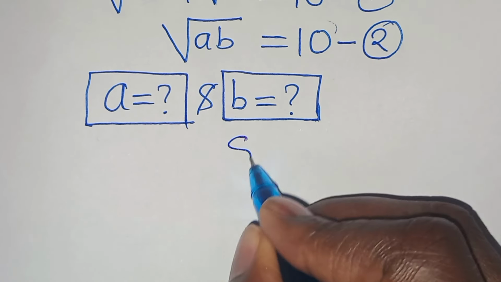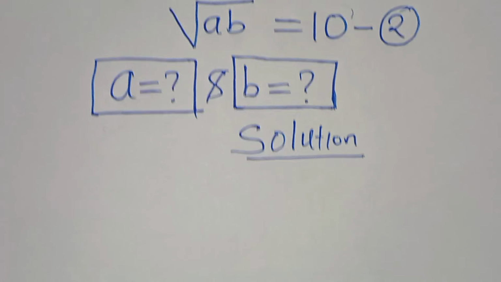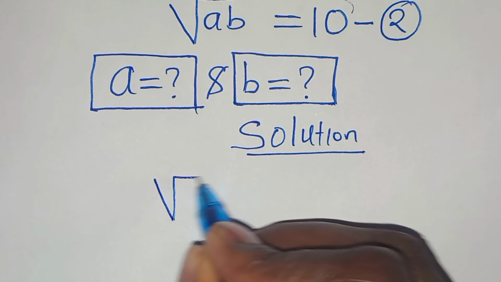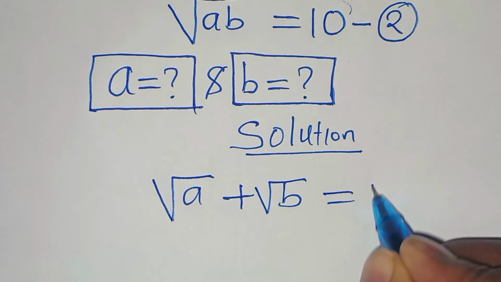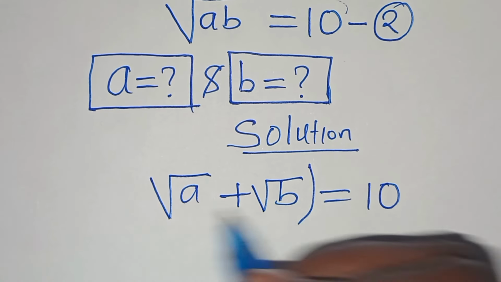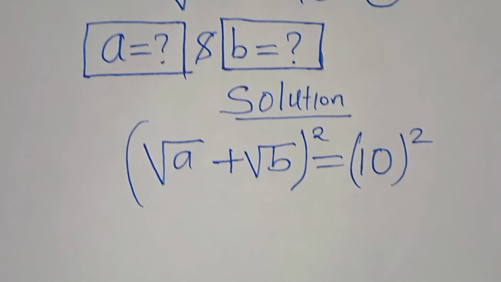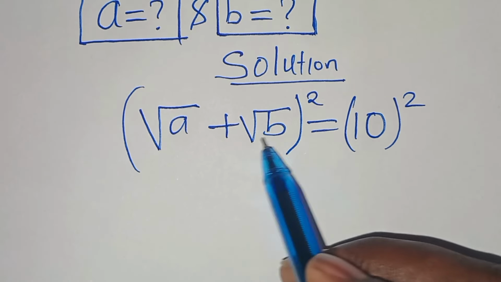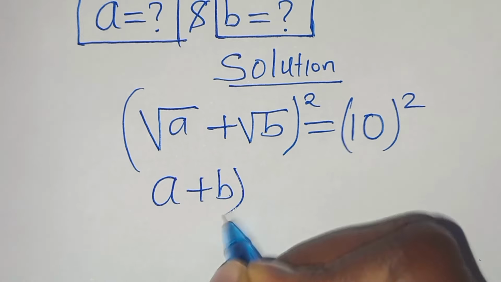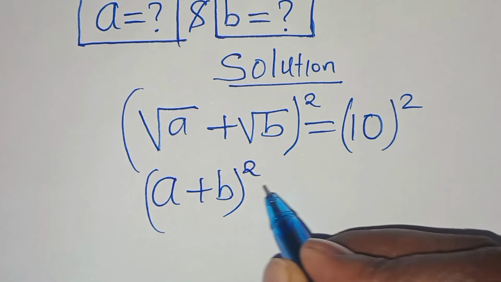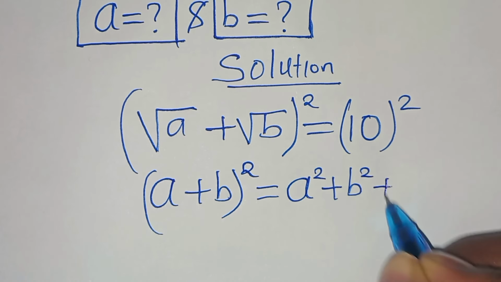Now let's provide a solution from here. From equation 1, which is the square root of a plus square root of b equal to 10, let's square both sides. So that now we have square root of a plus square root of b to the power of 2. This is in the form of a plus b raised to the power of 2, which we can express as a squared plus b squared plus 2ab.